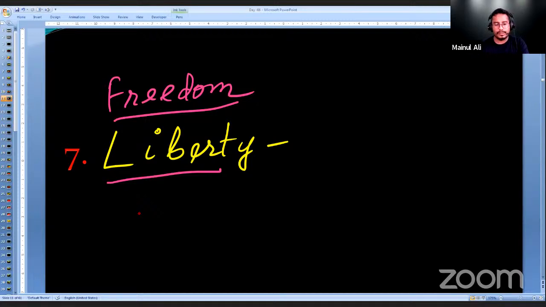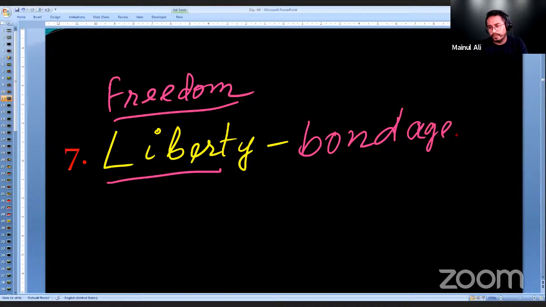Okay, right. But the exact opposite word for liberty, you should write this one. Have you heard this word, bondage? The state of being enslaved. Bondage means what? The state of being enslaved. Liberty, the opposite word that you should write is called bondage.